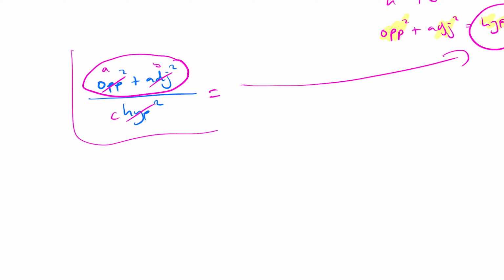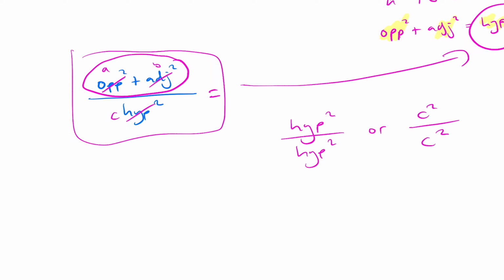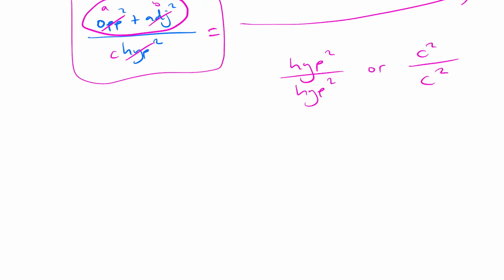Therefore, this entire equation could be rewritten as either hypotenuse squared divided by hypotenuse squared, or C squared divided by C squared. If I take U and divide U by U, what do you get? U. If I take 16 divided by 16, it equals 1. Whenever you divide something by itself, you get 1. So hypotenuse squared divided by hypotenuse squared, or C squared divided by C squared, is equal to 1.